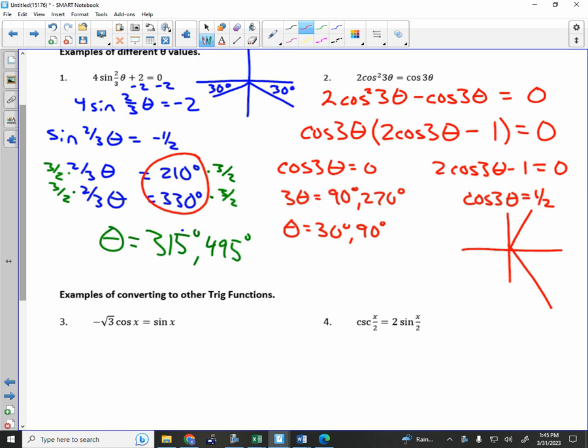Cosine is positive both in the first quadrant and the fourth quadrant. So now I have 3 theta is equal to 60 degrees and 300 degrees. Divide by 3 and we get 20 and 100.